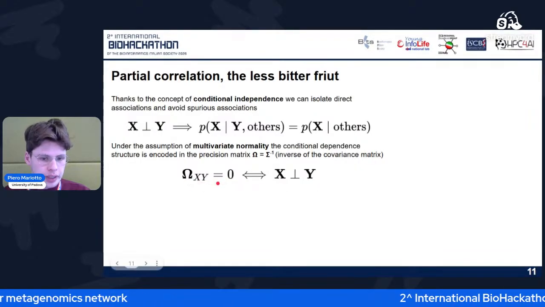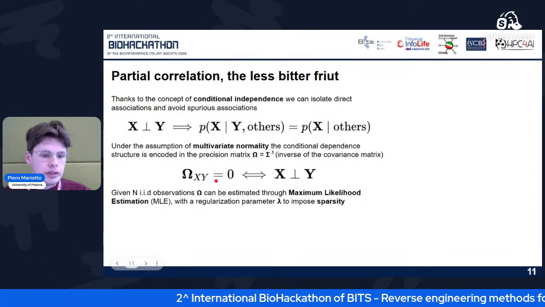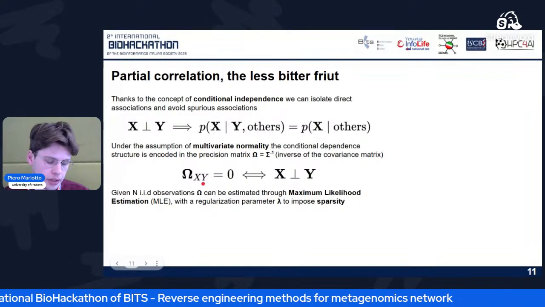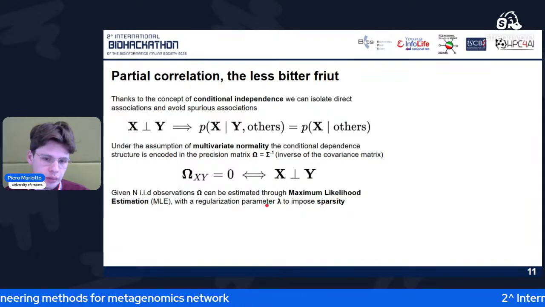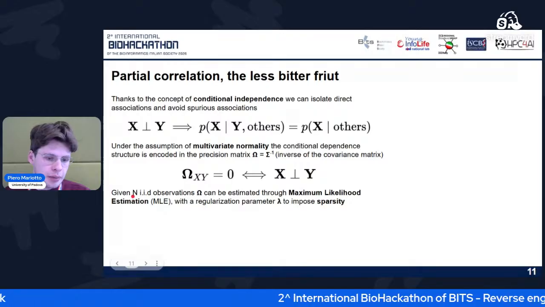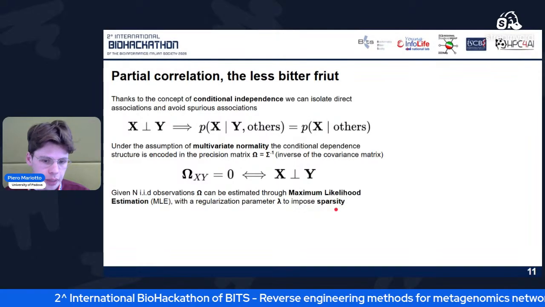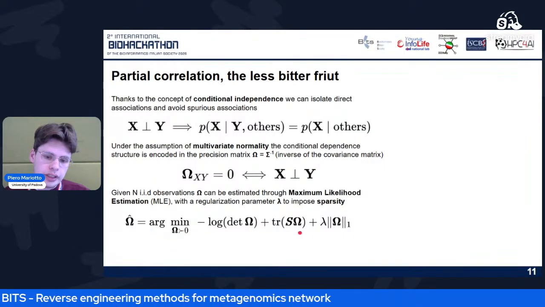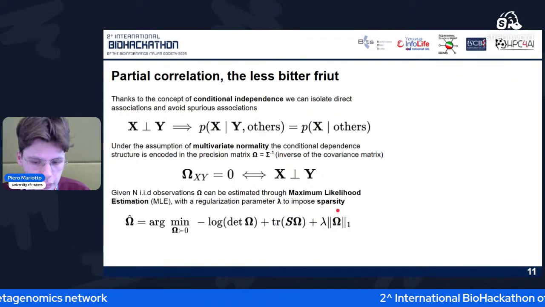And how can we estimate this precision matrix? Usually, given IID observations, we can estimate the precision matrix using a maximum likelihood estimation with a regularization parameter lambda. This is because the problem is ill-posed, because usually, as we saw before, you have much fewer samples compared to the number of features that you want to estimate. So you need to add a regularization parameter. This is the formula. So you have the log likelihood as the first term, and the regularization parameter that imposes a sparsity on the precision matrix.